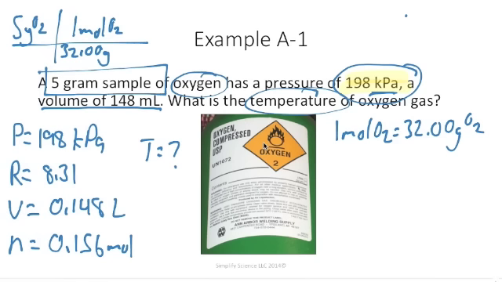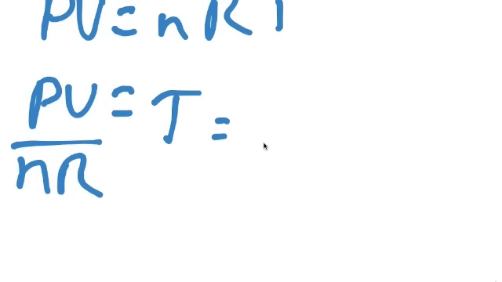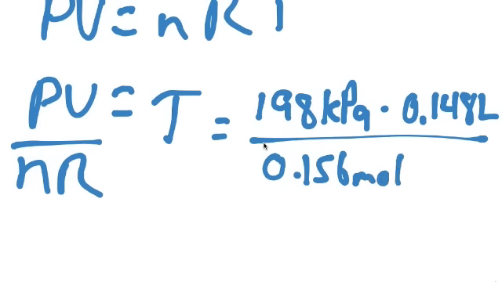Then our equation is PV equals nRT. We're solving for T, so we divide by n and R. So we get PV all over nR equals T. We plug all of this in, and we will get our T equaling our 198 kPa times our 0.148 liters, all divided by our 0.156 moles, and then our 8.31, which is our ideal gas law constant.